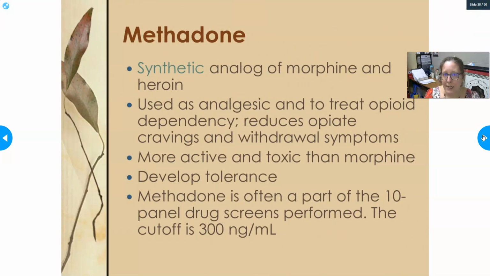Methadone is a synthetic analog of morphine and heroin. It is used as an analgesic, so to control pain, and to treat opioid dependency. So you can use methadone to get them off of morphine, basically. And it reduces opiate cravings and withdrawal symptoms. It is more active and toxic, however, than morphine, and patients can develop tolerance also using methadone. And methadone, of course, is often part of the 10-panel drug screen performed because patients are put on it to get them off of the opiates.